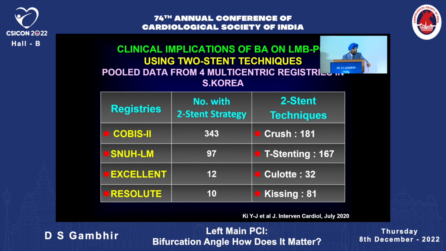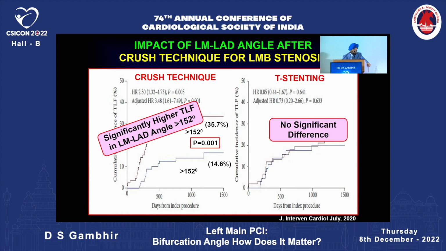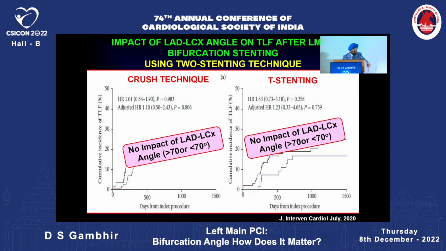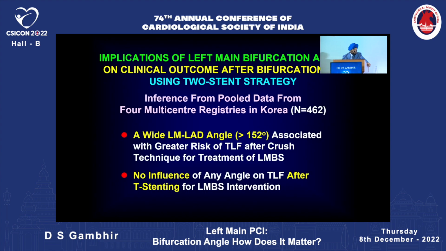Now, there is a multicentric registry from 4 different centers of Korea. I'll not go into the detail, where the majority have used a two-stent technique. They also came out with almost similar findings. There is a significantly higher TLF if the angle is more than 150 degrees between left main and LAD, and there is no significant difference between T-stenting or crush; there is no significant impact.